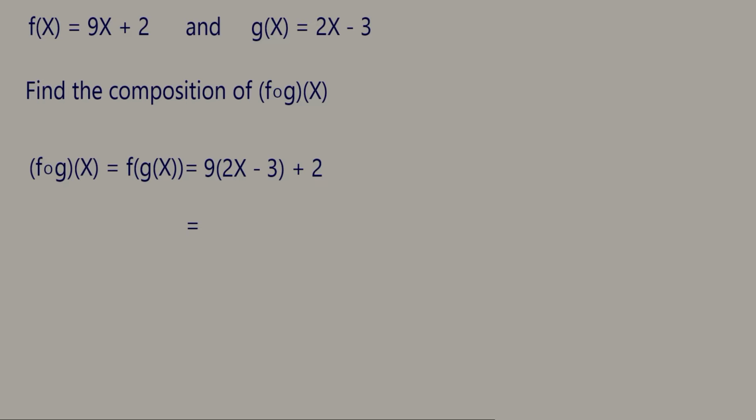We want to use the distributive law to clear the brackets. 9 times 2x equals 18x. 9 times minus 3 equals minus 27. We write back plus 2. Minus 27 plus 2 gives minus 25. And the final answer is 18x minus 25.